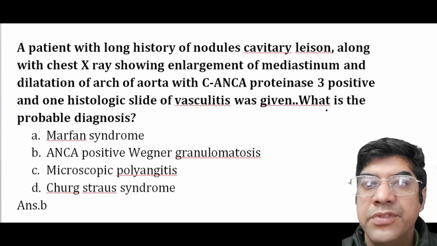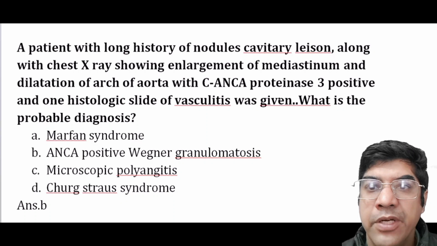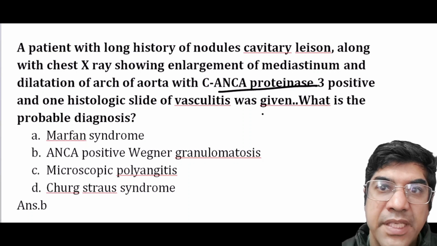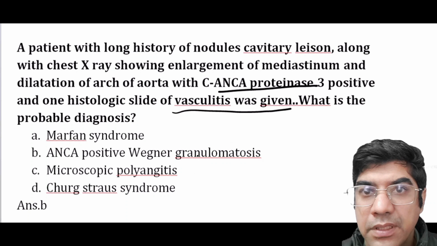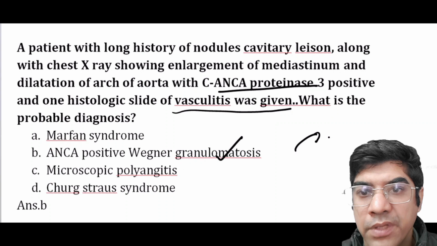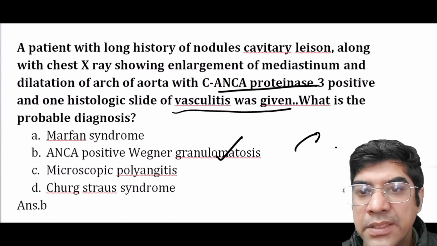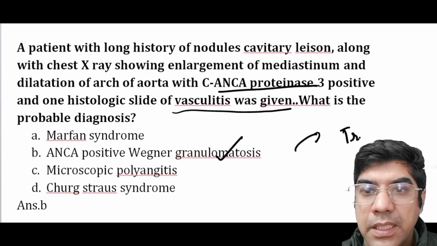A patient with a long history of nodules and cavity lesions, with the chest X-ray showing enlargement of the mediastinum and a dilation of the aortic arch, with c-ANCA and proteinase 3 positive, and a histological slide of vasculitis was given. So the answer is Wegener granulomatosis.